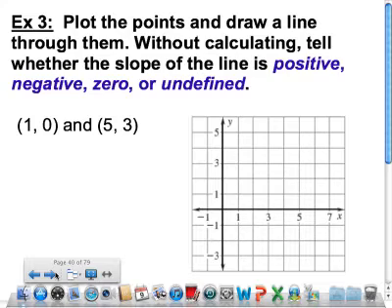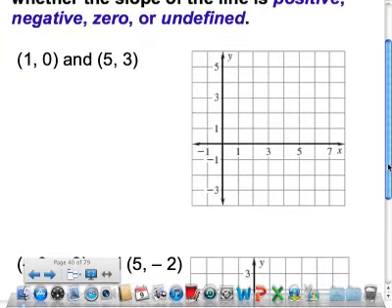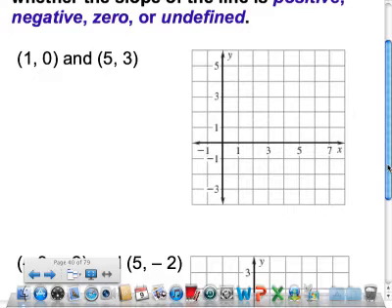Okay, it says plot the points, draw the line through them. Without calculating, tell whether the slope of the line is positive, negative, 0, or undefined. So 1, 0 is right there. And 5, 3. Draw the... Whoops. That was not very accurate. If I draw the line that passes through those 2 points, clearly that line is going to have a positive slope. Okay. I'm going to go ahead and let you take a look at the other ones.